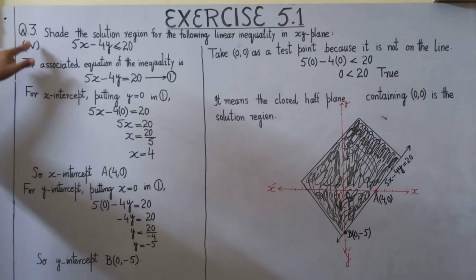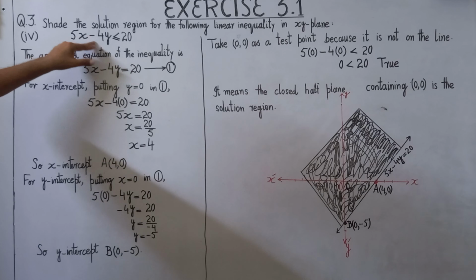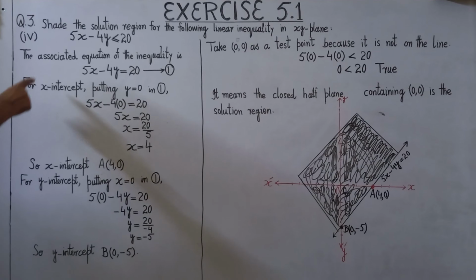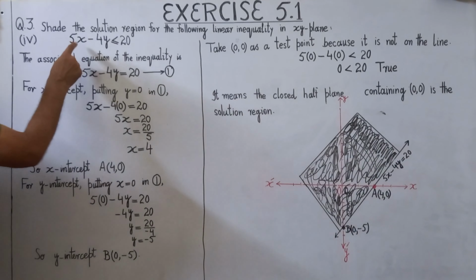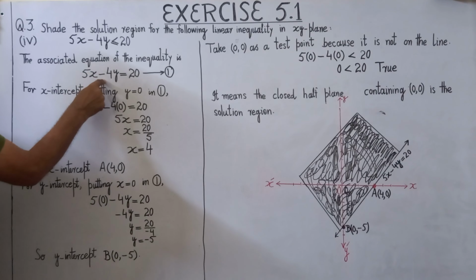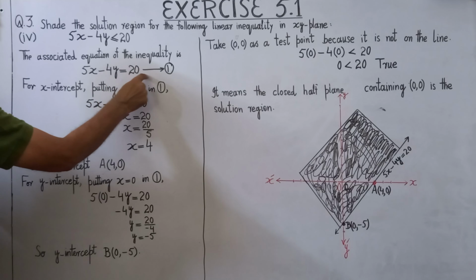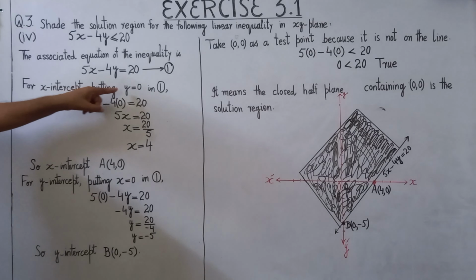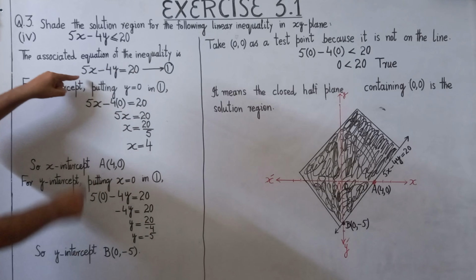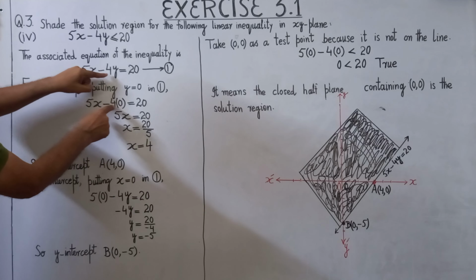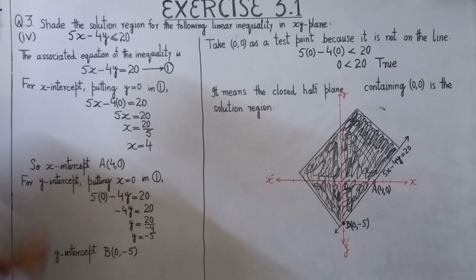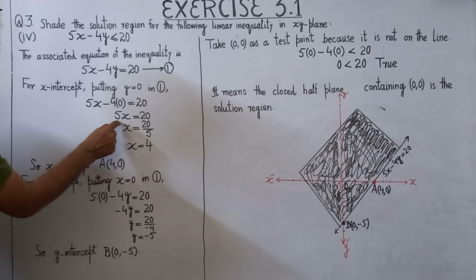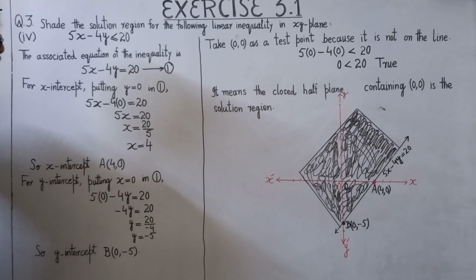Question 3, part 4. 5x minus 4y is less than or equal to 20. The associated equation of the inequality is 5x minus 4y is equal to 20. This is equation 1. For x-intercept, putting y equal to 0 in 1. 5x minus 4 into 0 is equal to 20. 4 zeros are 0. 5x minus 0 is 5x, equal to 20.